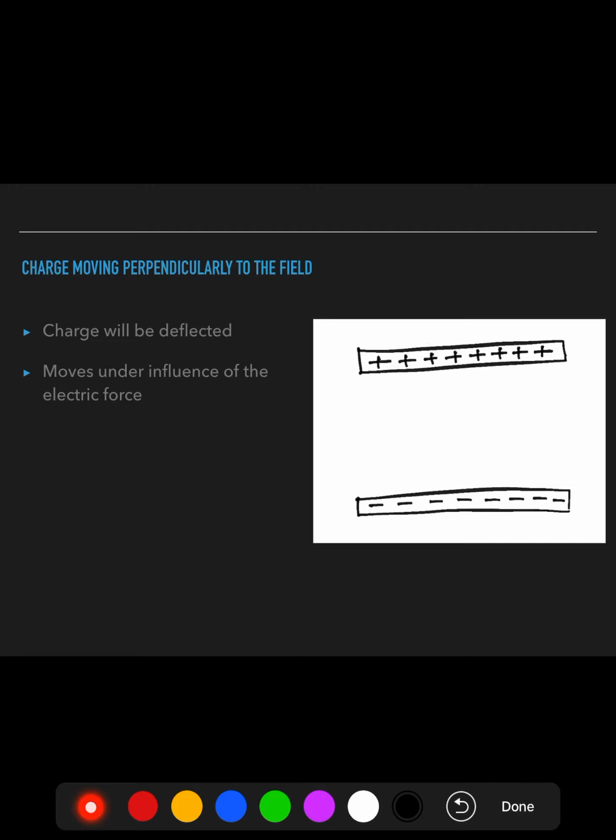Case number 2, for the charge moving perpendicularly to the field. We have a parallel plate again. This animation is showing the electron moving in the upward direction, which is towards the positive plate, but the path is a little bit parabolic. So the charge will be deflected and move under the influence of the electric force as before.